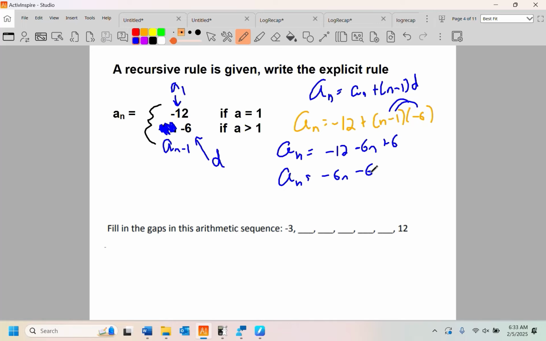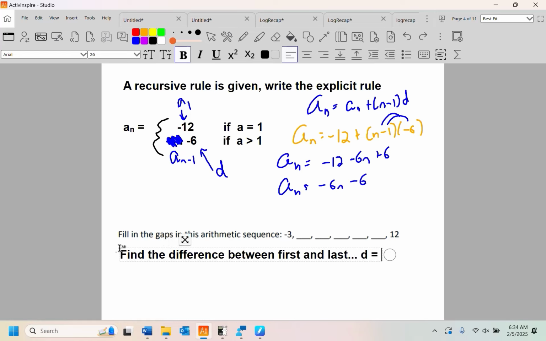What's up next? Fill in the gaps in this arithmetic sequence, negative 3, 5 spaces, all the way to a 12. This one is not something that most people can do in their head. I can look at it and tell you it's a fractional difference. It's probably around 5/3, 5/2, something like that. But there's a way to do it without adding left and right, without guessing. We're going to find the difference between the first and the last.